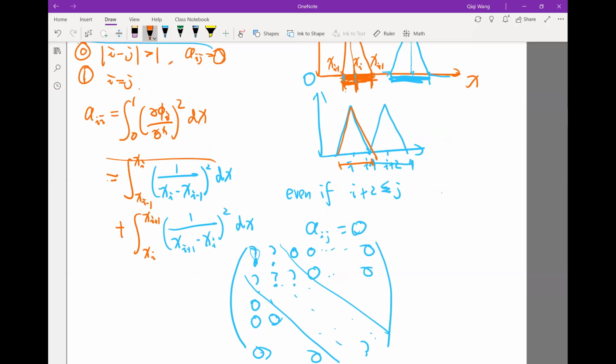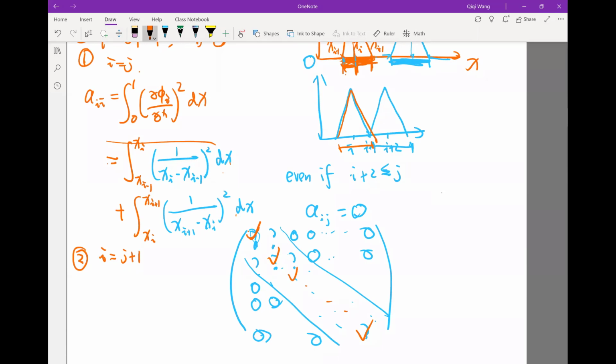So we figured out all the diagonals. In this case, the diagonals can be different. If I have non-uniform spacing, then for every i, the diagonal might be different. So now the third and only remaining case is, without loss of generality, i equal to j plus 1. If j is equal to i plus 1, you just switch the indices, right? You still get the same thing.